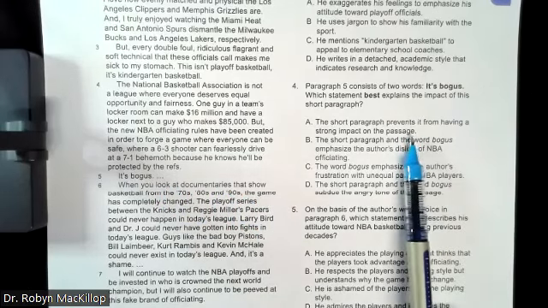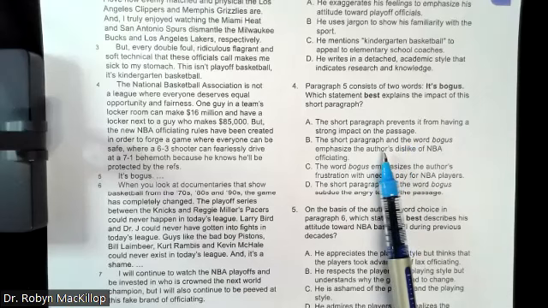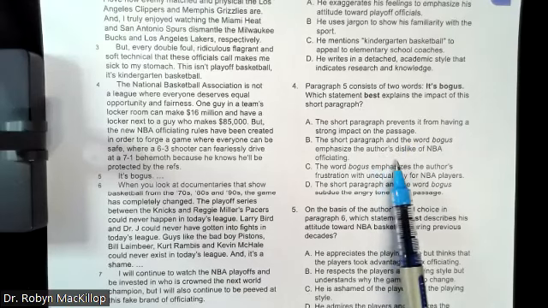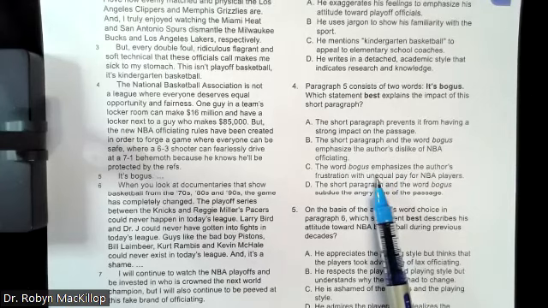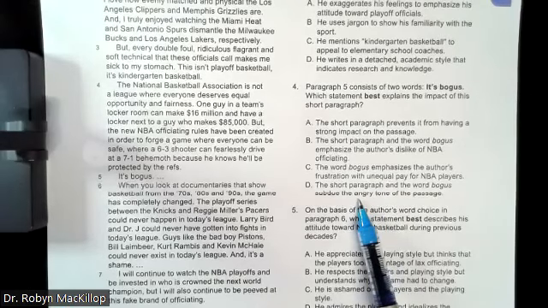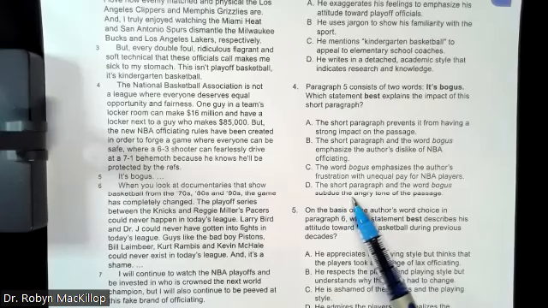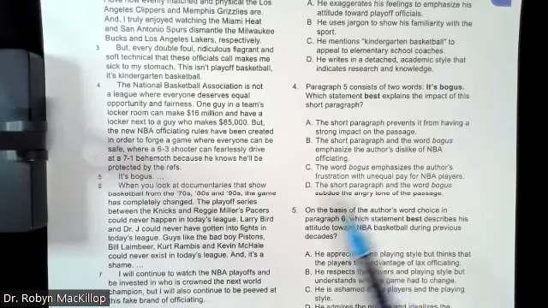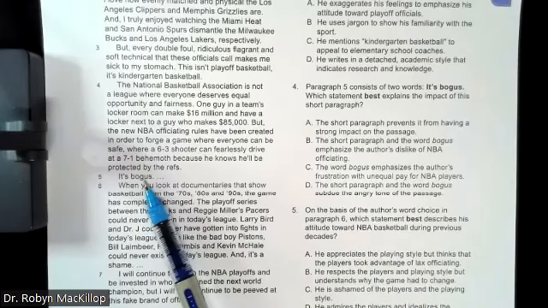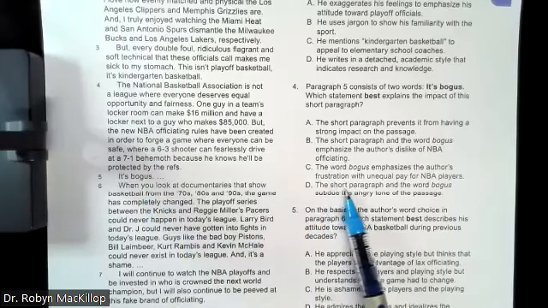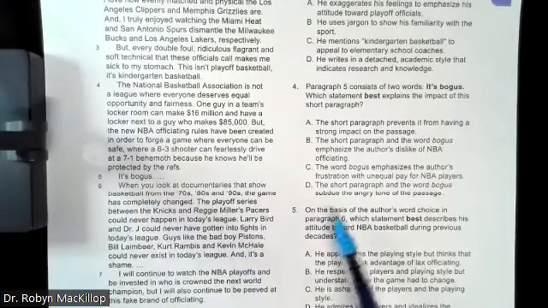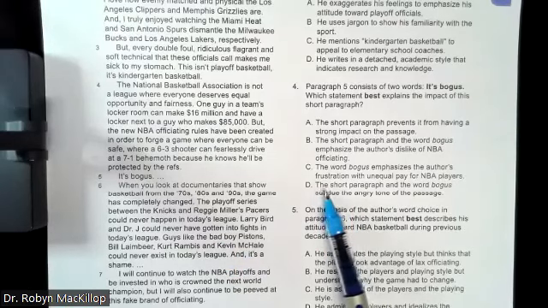The short paragraph prevents it from having a strong impact. The short paragraph and the word bogus emphasize his dislike. The word bogus emphasizes the author's frustration with unequal pay, or the short paragraph and the word bogus subdue an angry tone. Looking at D, is he still angry? He's still pretty mad, isn't he? Yes. Yeah, so get rid of D. Nothing in this article is making him less angry. So we're going to get rid of D.